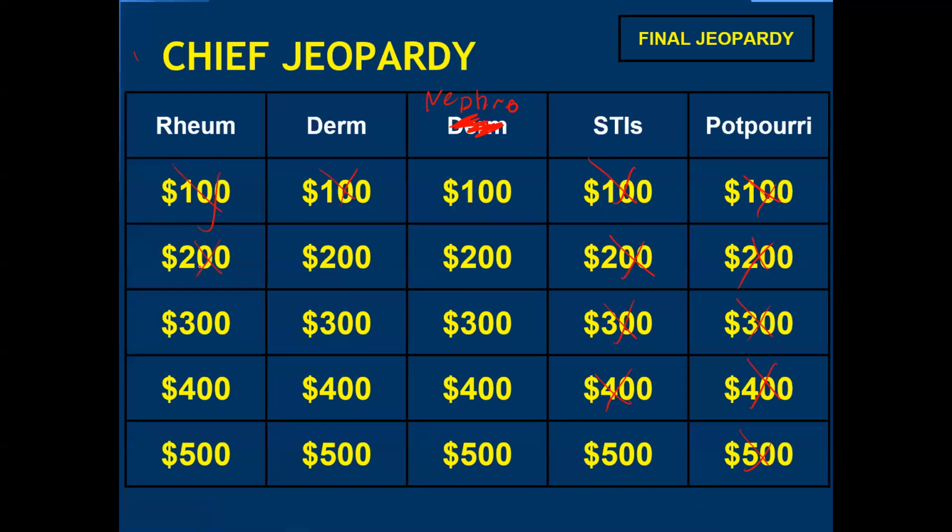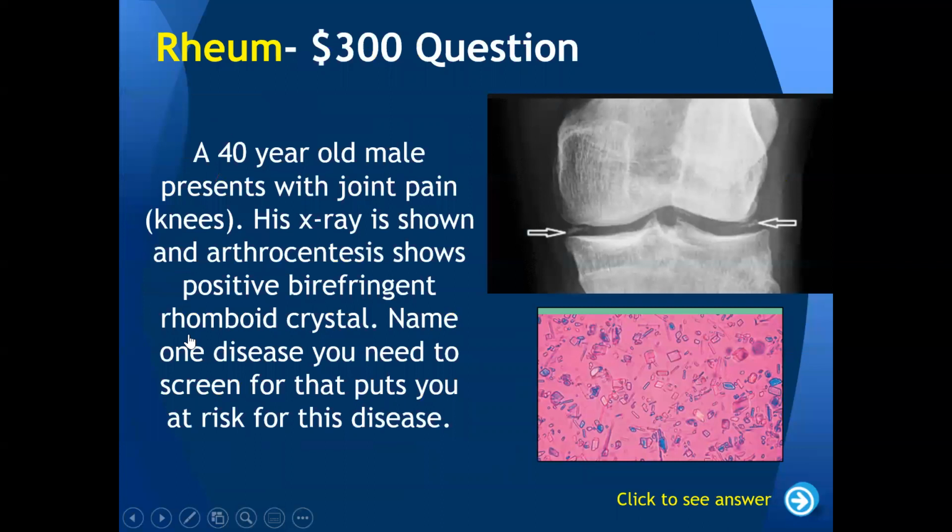Room 3. All right, 40-year-old male presents with joint pain in his knees, his x-ray is shown. Arthrocentesis shows positive birefringent rhomboid crystals. Name one disease you need to screen for that puts you at risk for this disease. Ooh, all right, great job.